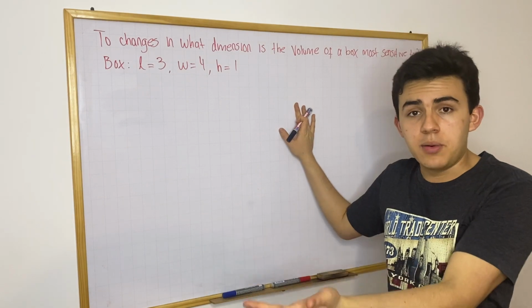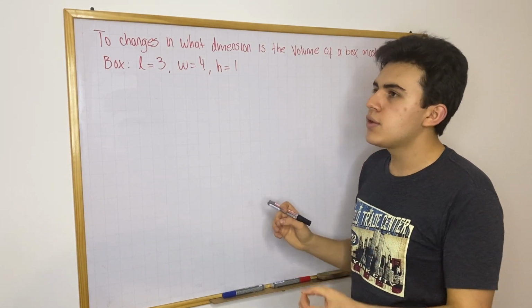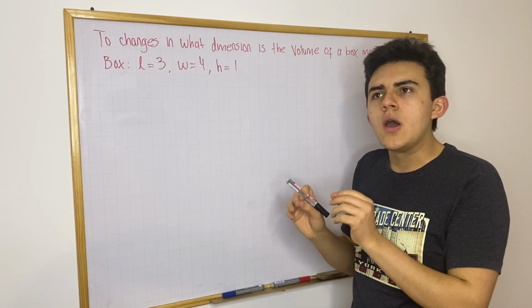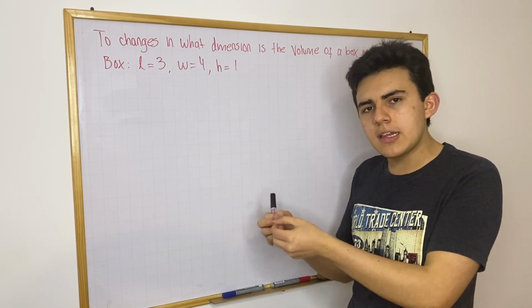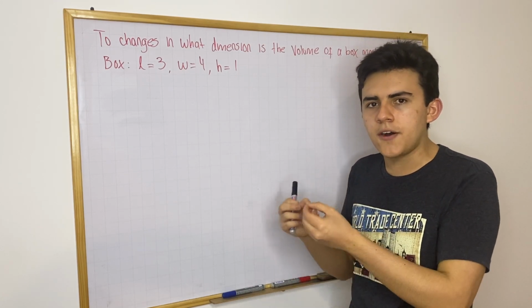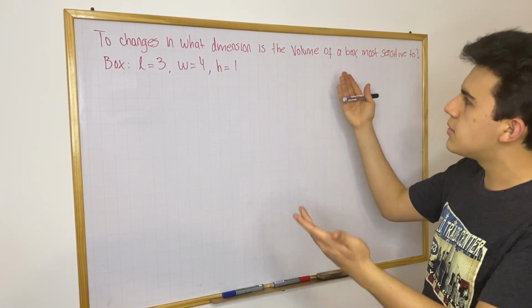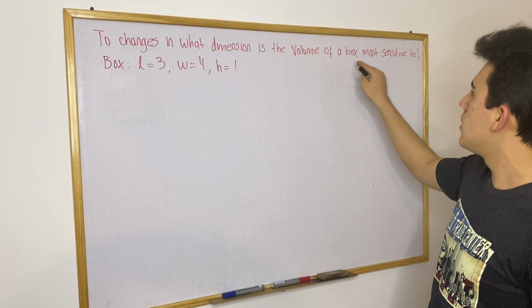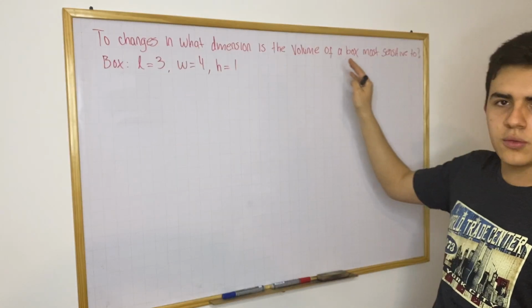So say you have a box and you want to find out, if you change the dimensions of the box by the same magnitude, what dimension will create the biggest change in the volume of the box. Okay, that is the summary of this question up here. To changes in what dimension is the volume of a box most sensitive?